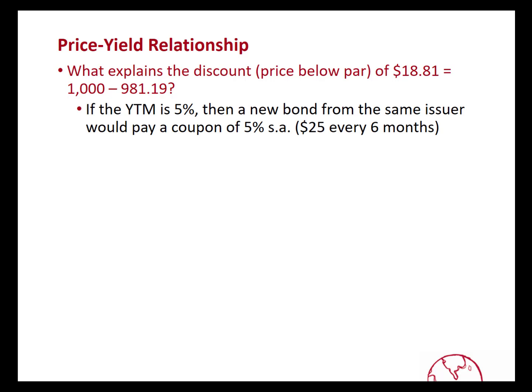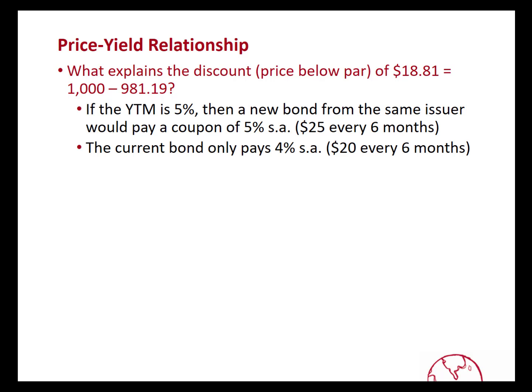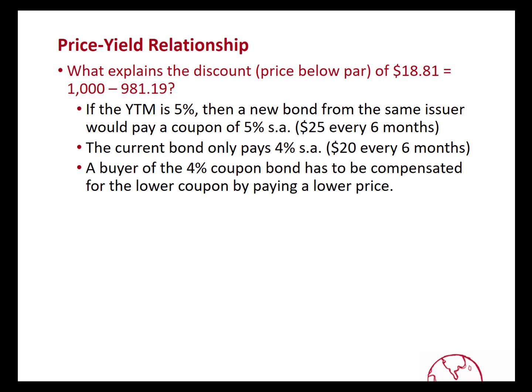If the yield to maturity is 5%, what this means is that a new bond from the same issuer would offer a coupon of 5% payable semi-annually. In other words, coupons of $25 every 6 months. But the current bond is only paying a coupon of $20 every 6 months. To encourage someone to buy a 4% coupon bond, you have to compensate them for this lower coupon that they're going to receive by charging them a lower price.